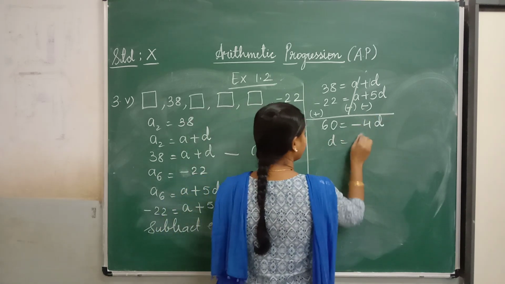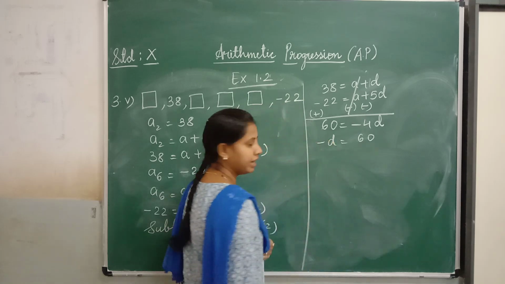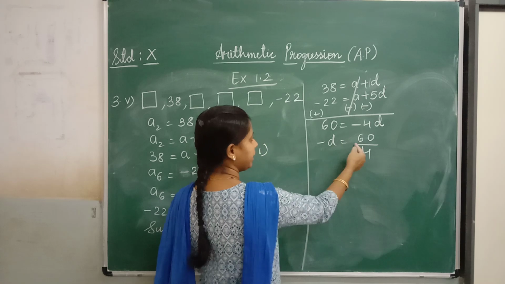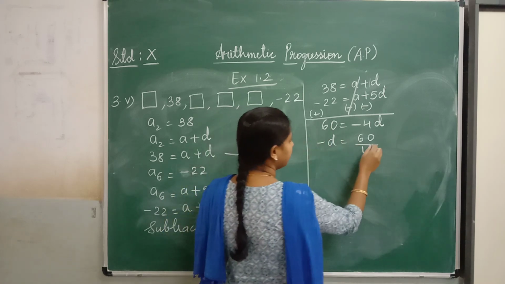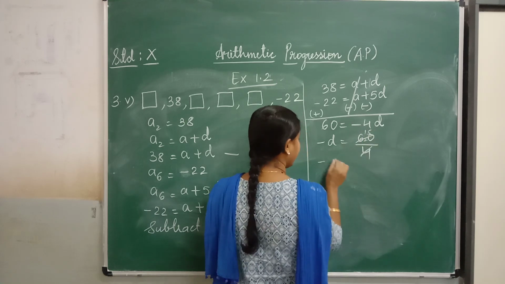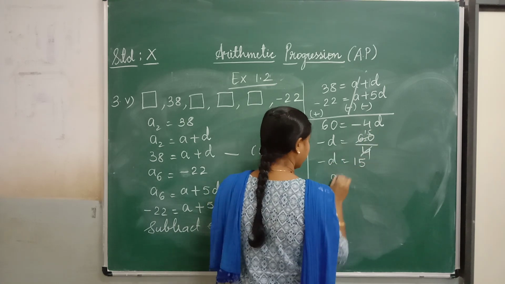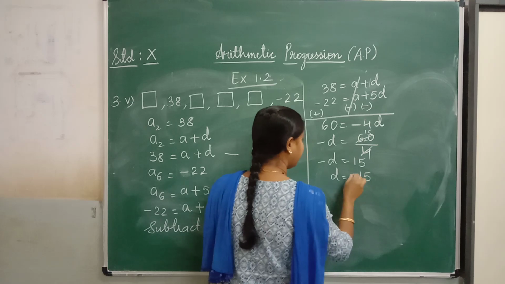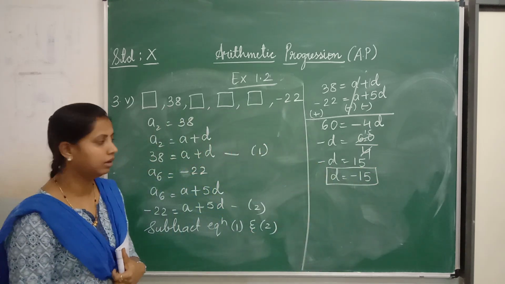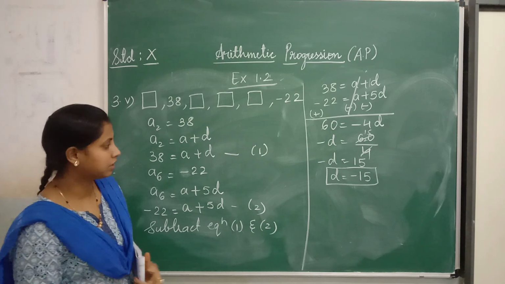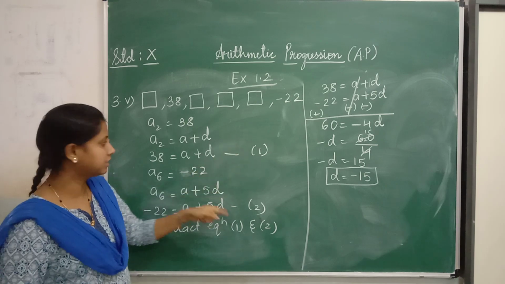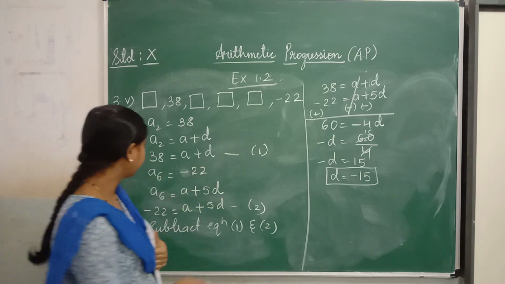So D will be equal to 60 divided by 4, you can take the minus here also, it's okay. So 4 ones are 4, 4 fives are 20, so minus D is equal to 15 or D is equal to minus 15. Yes, so this is how you got the D value. Yes children, now get the value of A by substituting the value of D in any one of the equations. Anyone you can substitute and get the value of A.